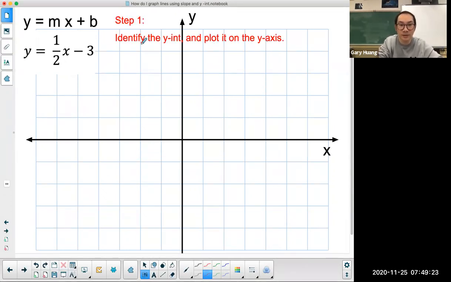The first step is to identify the y-intercept. Well, the y-intercept is the number by itself. The number by itself here is -3. So the y-intercept is equal to -3. Once you identify the y-intercept, plot it on the y-axis. Y-intercept, y-axis. So -1, -2, -3. Plot a dot right there and label it. That's your starting point.